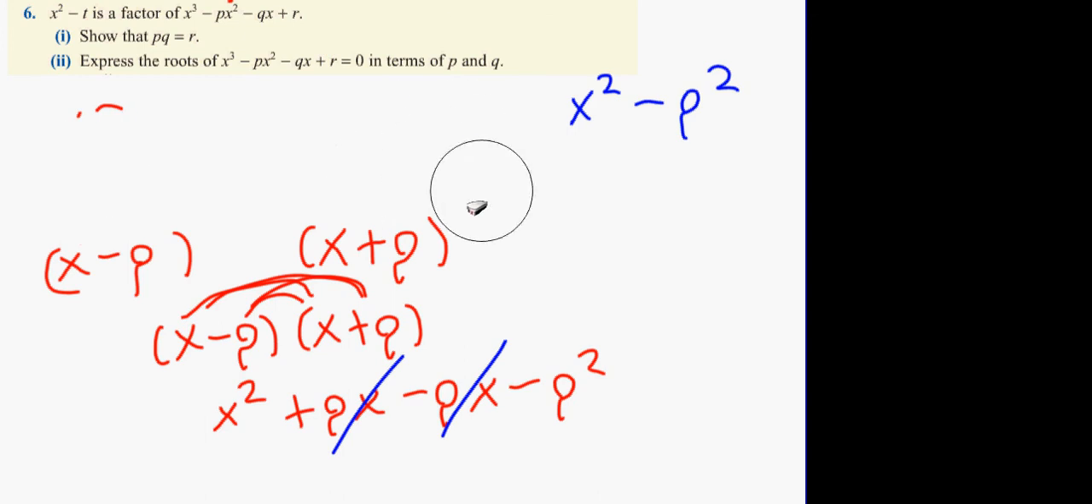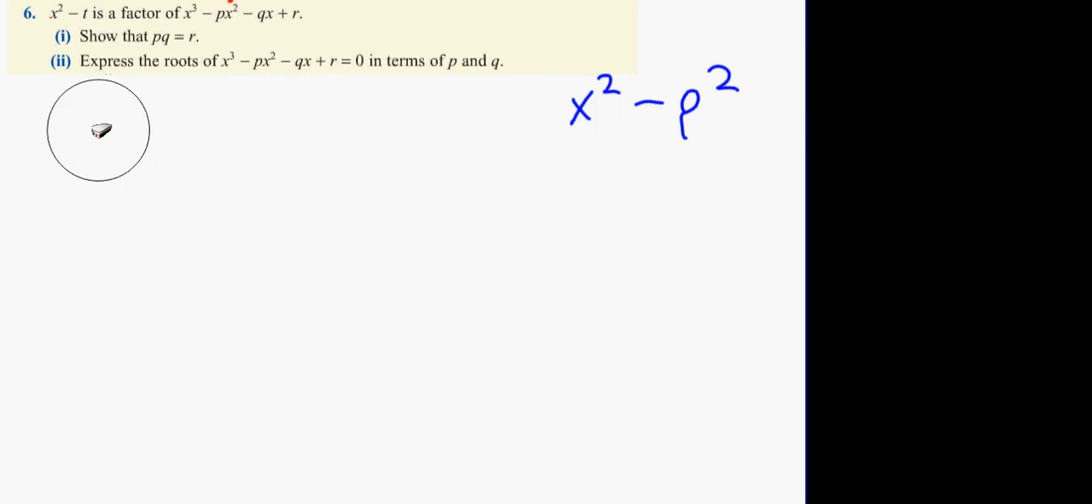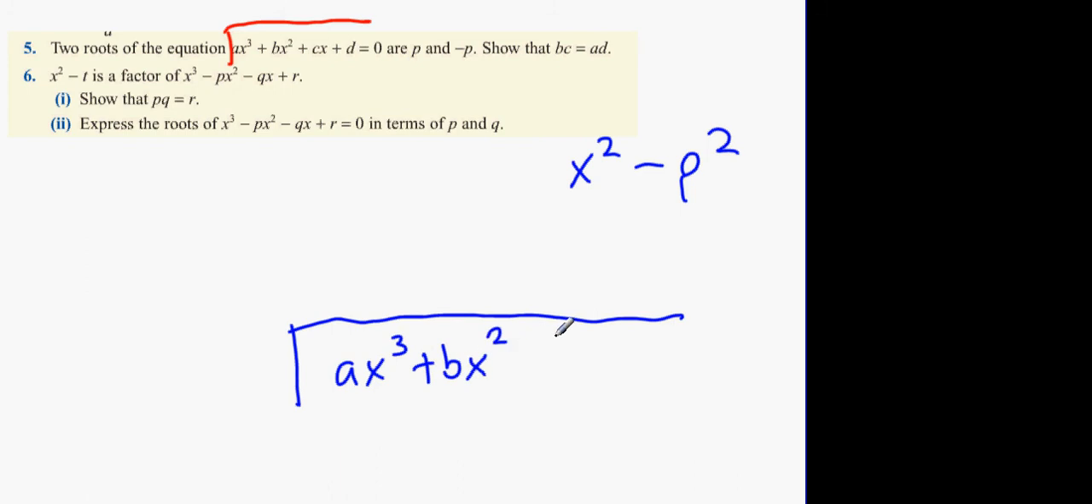Now what I'm going to have to do next is divide these into each other. So I'm going to write down my polynomial, which is ax cubed plus bx squared plus cx plus d. Now this one here is missing the x value, so I'm going to put in 0x there, because to do long division everything needs to be lined up properly. So we're at this stage here.